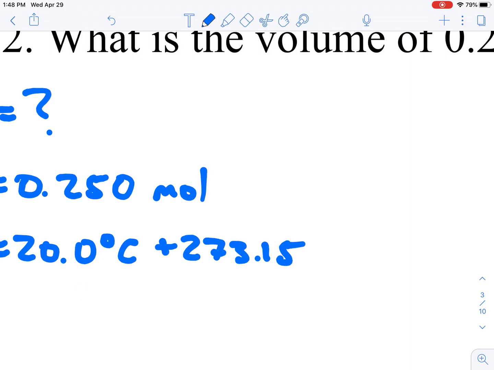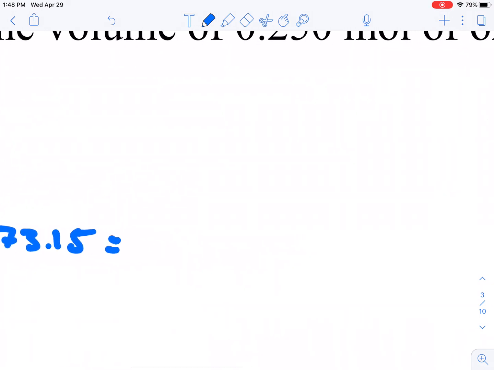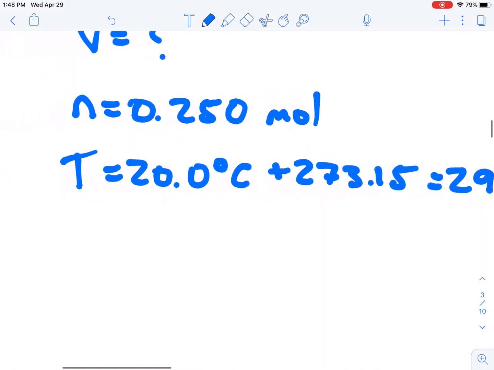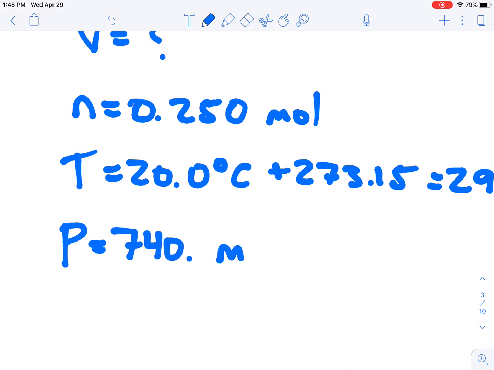20 is significant to the ones place, so we'll make our answer significant to the ones place. When we do that, we get 293.15, actually significant to the ones place, tens place, 293.2 Kelvin. So you can do that conversion right in the list like we've done. And then finally, we are told that we have a pressure of 740 with a decimal point, mmHg.